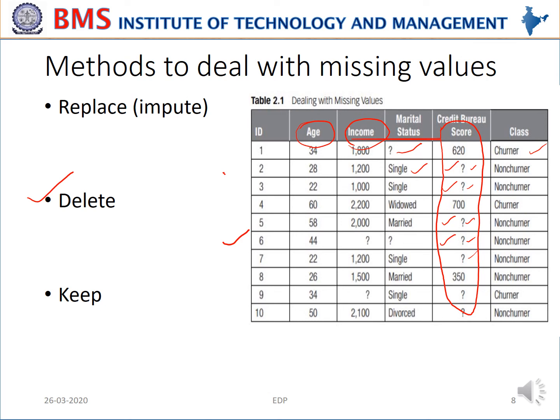Now, while taking up this delete method, we assume that information is missing at random and has no meaningful relationship to the target. Only then can we remove that particular data item. But if a parameter has good influence on the predicted variable, in that case, we may have to retain it and check some other methods of dealing with that missing value.